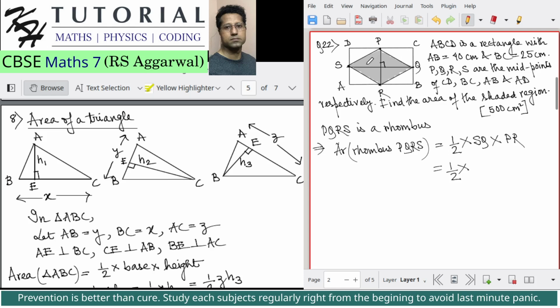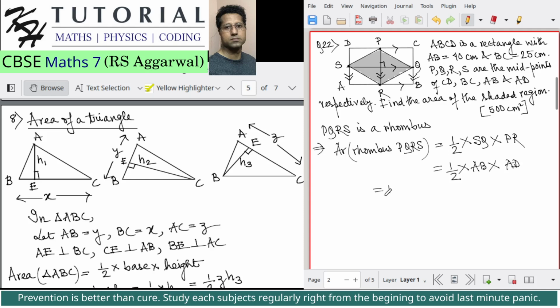So SQ will be equal to AB or DC. This diagonal is parallel to this and this, and the other diagonal will be parallel to AD and BC. So this is SQ. Now what is SQ? SQ is equal to AB. And what is PR? PR is equal to AD.